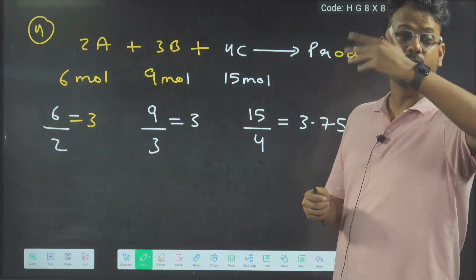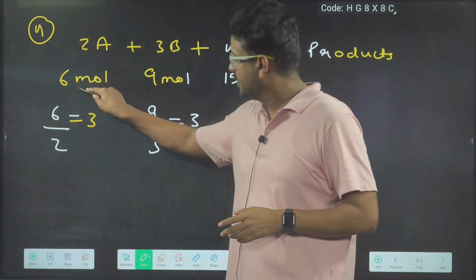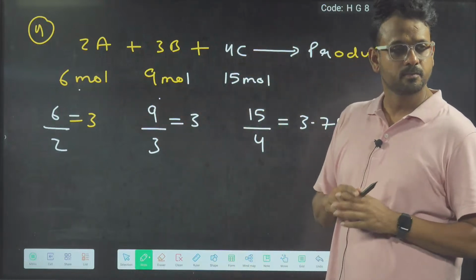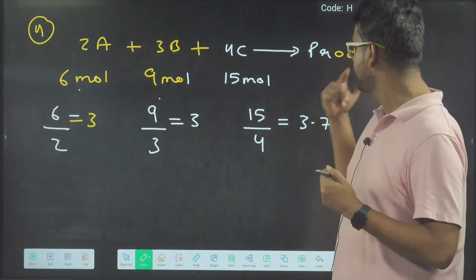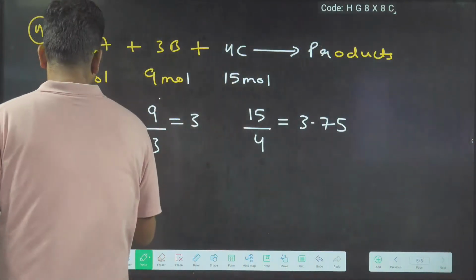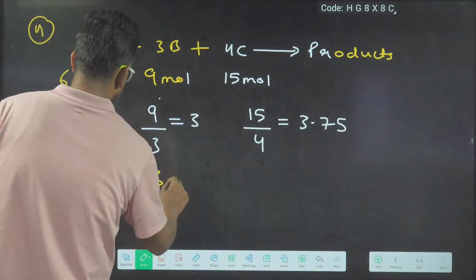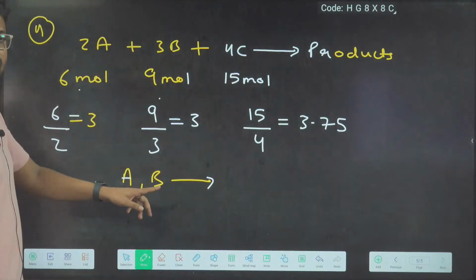And in order to calculate the product, you can either use A or you can use B. Both A and B are limiting reagent and C is the excess reagent in this case. Okay. So A comma B. I hope this is the doubt some of you were asking some time back.